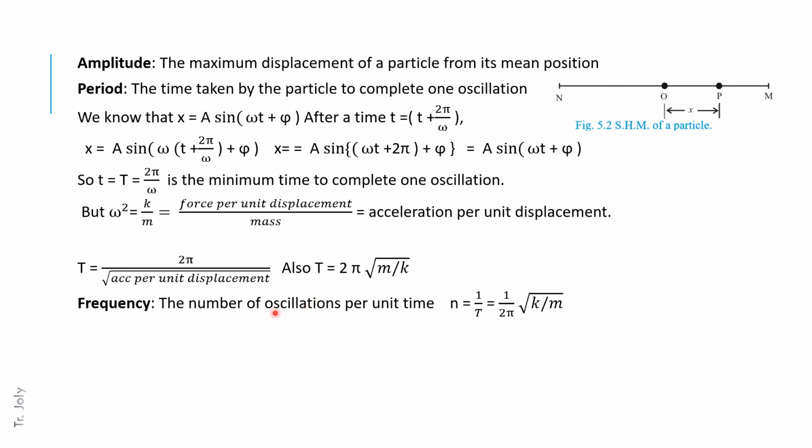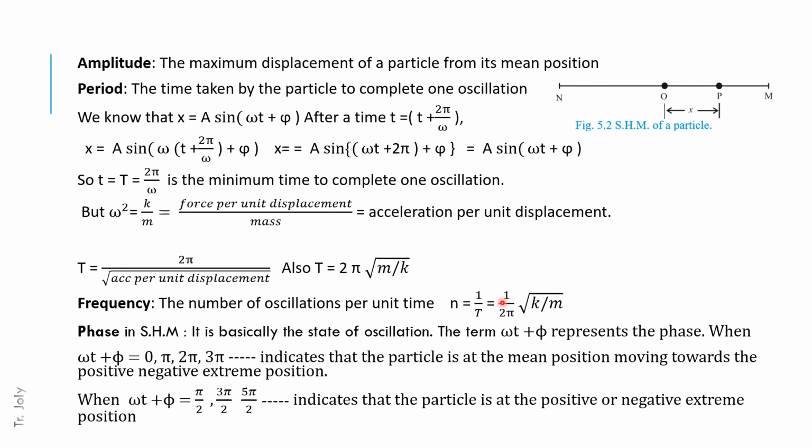Next, frequency. You have studied that the number of oscillations per unit time is known as frequency, or the reciprocal of periodic time is known as frequency. So the reciprocal of this one is 1 by 2 pi square root of k by m.